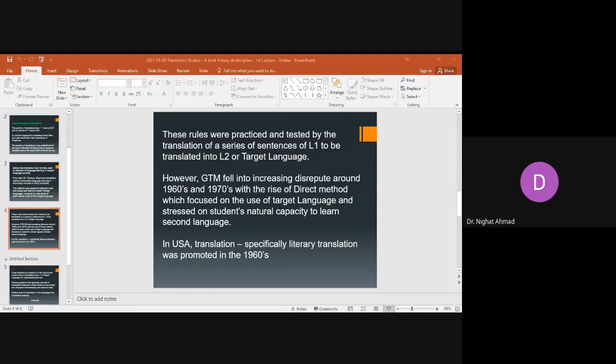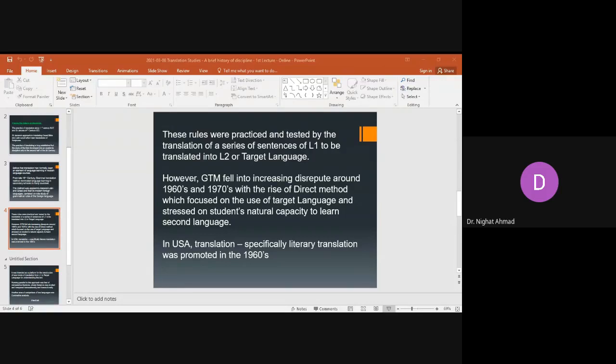Similarly, this translation led on to language teaching courses, across Europe, not just the UK, for learning other languages. I talked about Latin and Greek, the classical languages, which were taught by this method. Then moving on to the 18th century, other methods came up, and slowly and gradually the popularity of the grammar translation method decreased, which led to the development of the direct method and focus on the target language, making students practice the language in a natural environment as a second language. So in USA, the initial development of translation was in the form of literary translation, promoted around the 1960s.